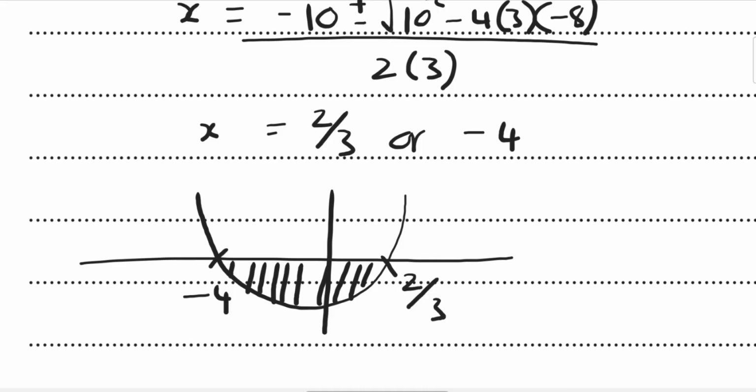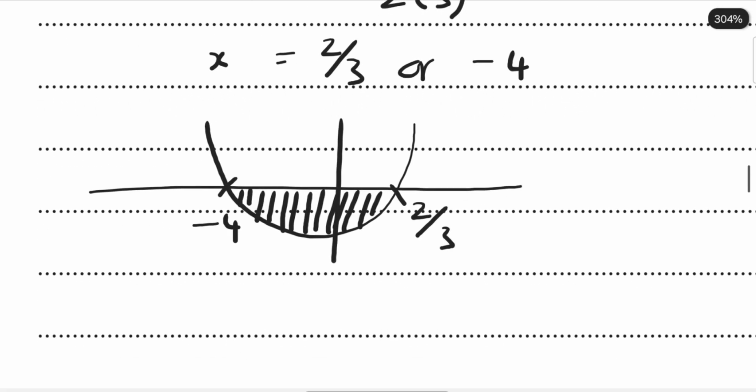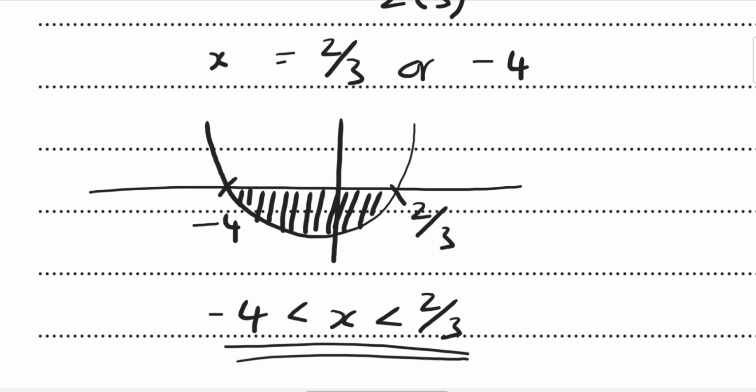Where the graph of dy/dx is on the other side of the x-axis. So we're going to take that as our range, to be minus 4 less than x less than 2/3, right? So it is within this set of values of x where we have our gradient being less than 0, meaning for this range of values of x we have our curve decreasing because the gradient will be less than 0, right?